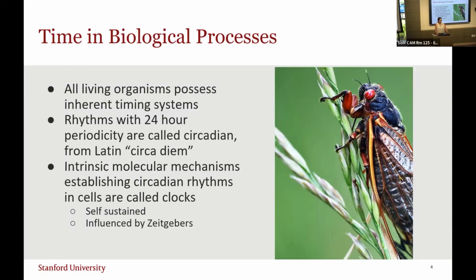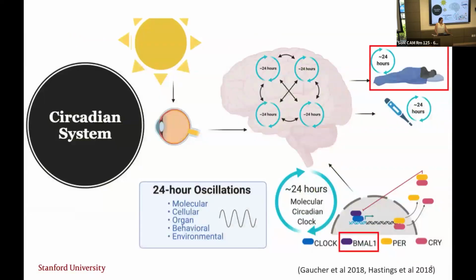They're very cleverly called clocks. There's two important features to know about these clocks. One is that they are self-sustained, and the other is that they are actually influenced by external factors called zeitgebers, or time givers. So we're going to do an overview of the circadian system in 2 minutes or less.